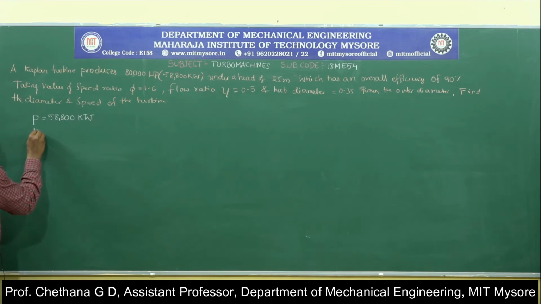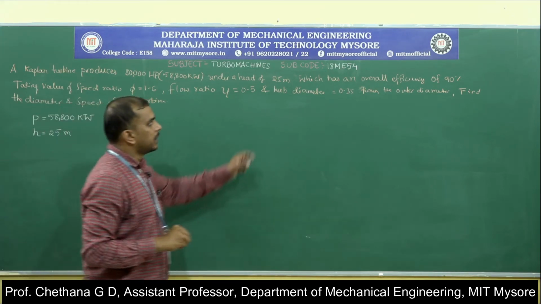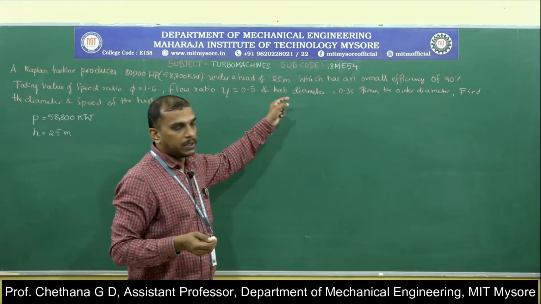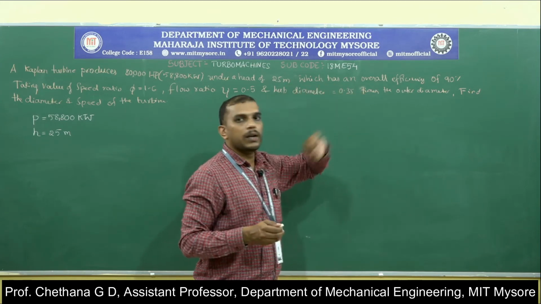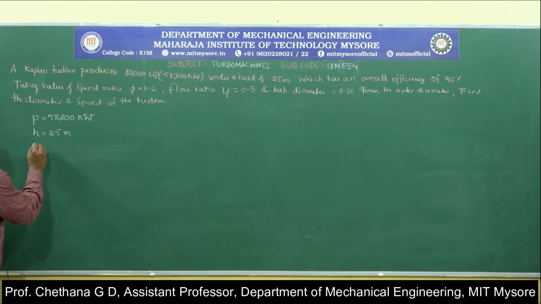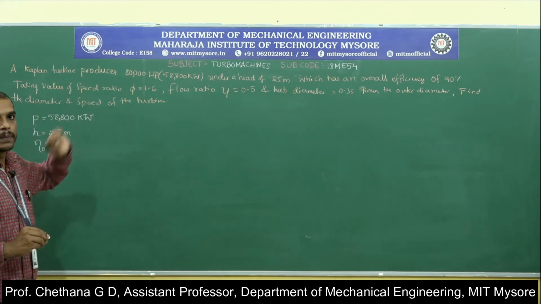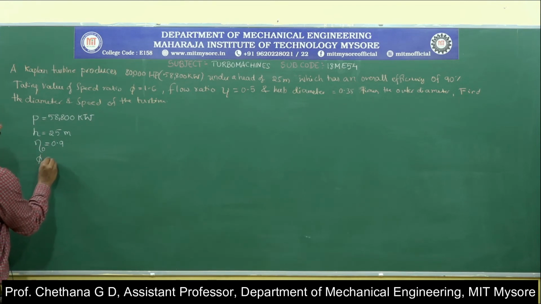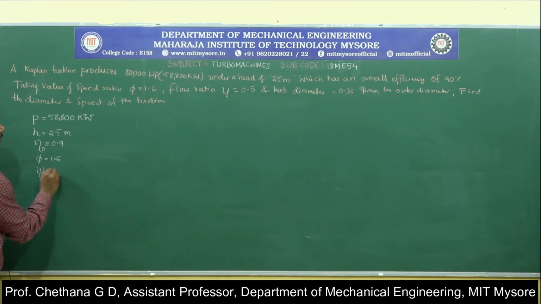So this, as we discussed, Kaplan turbine is a turbine which is used in low head and high discharge. So generally it can be from 4 to 70 meters. So now it is operating at 25 meters. Now which has an overall efficiency of 90%. So overall efficiency is also given as 90%. Then the value of speed ratio is 1.6 and flow ratio psi he has given as 0.5.